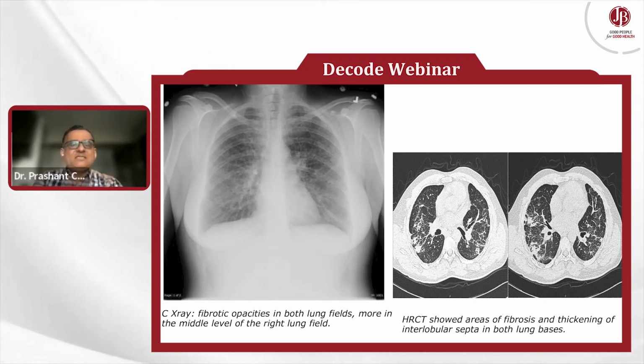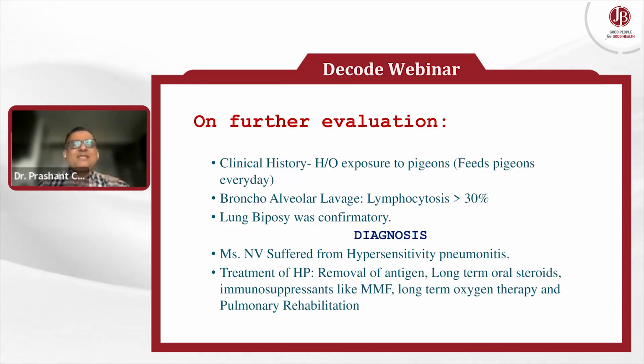And what we see in this young lady is that she has fibrotic opacities in both the lung fields, more in the right, if you could see here, in the right mid zones, and also here on the left side, you have these opacities. And when a CT scan is done, it shows areas of fibrosis and thickening of interlobular septa in both the lung bases. So if you look at the clinical history, there's a history of exposure to pigeons. She feeds pigeons every day.